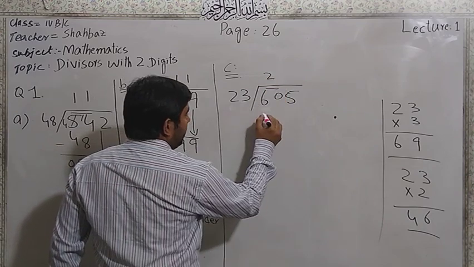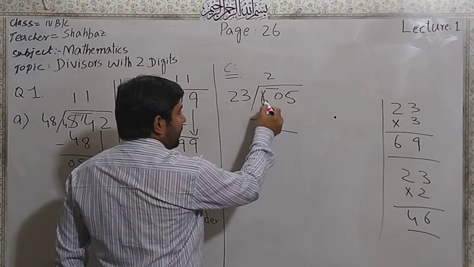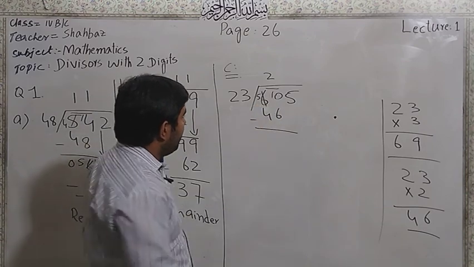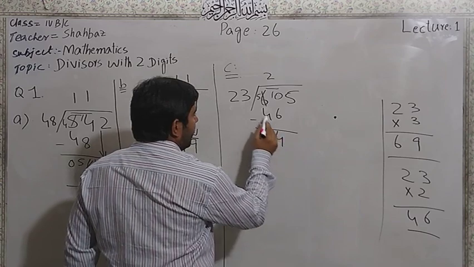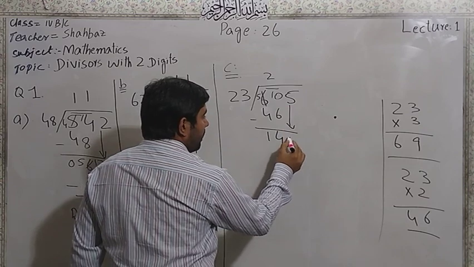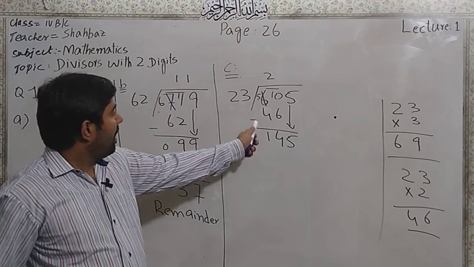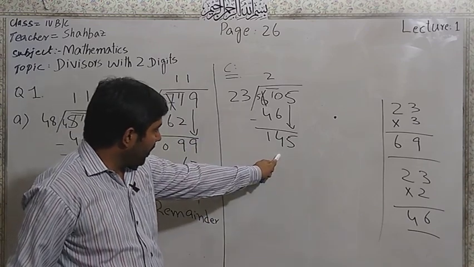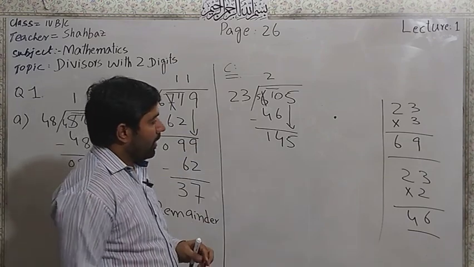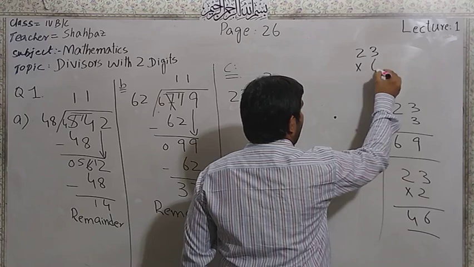23 2s are 46. Now you subtract. 0 minus 6 is not possible. You take carry. It will be 10 and it will be 5. 10 minus 6 will be 4. 5 minus 4, 1. Now you have another number, it will come here. Now it's 145. You will guess how many 23s are equal to or less than 145. Okay, dear students, you will guess 23 multiplied by 6.